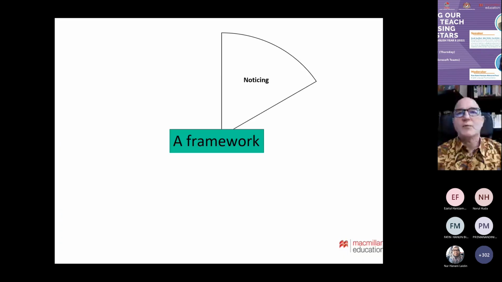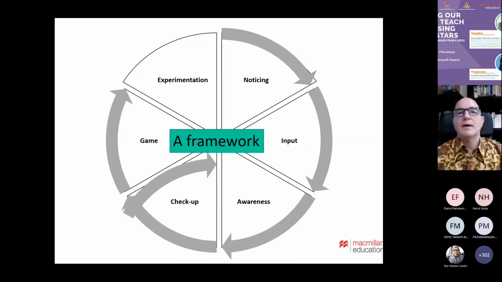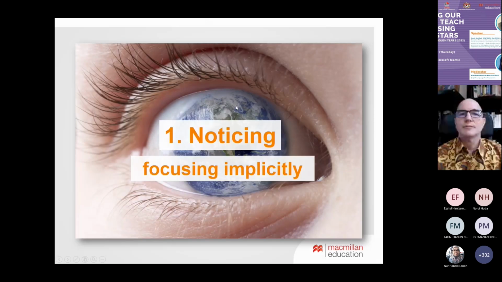So let's look at the framework. So we've got this key framework. There are 6 stages from noticing all the way around to experimentation. So the first thing is to notice the grammar. This is called focusing implicitly.